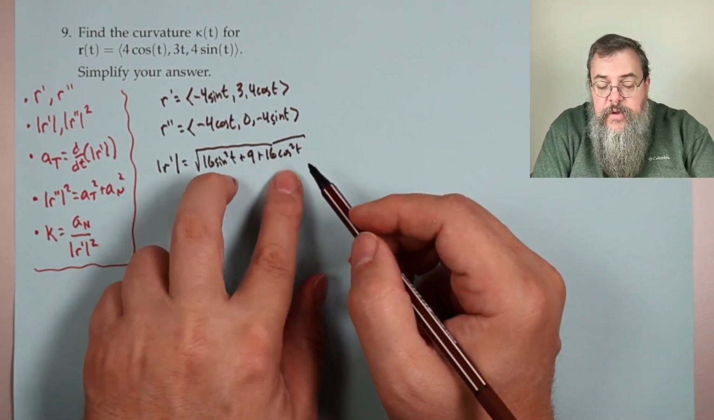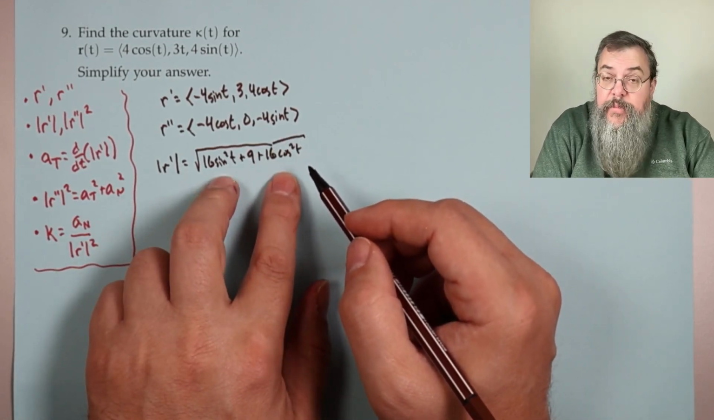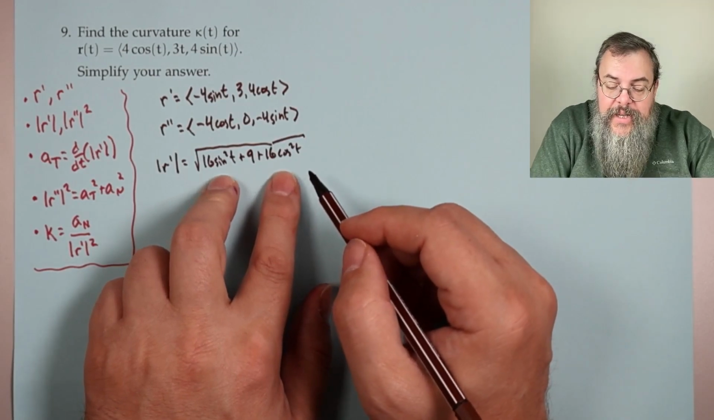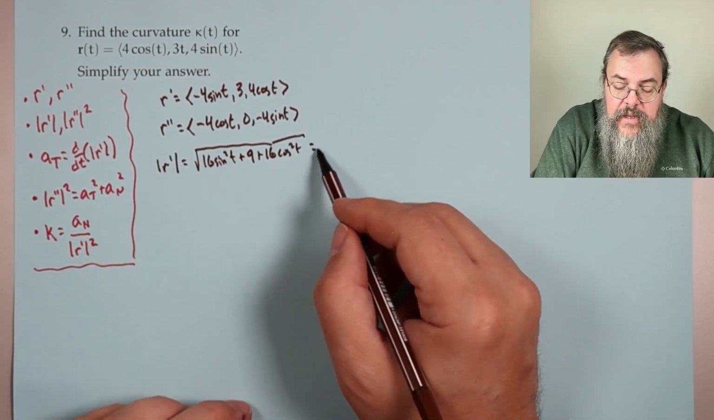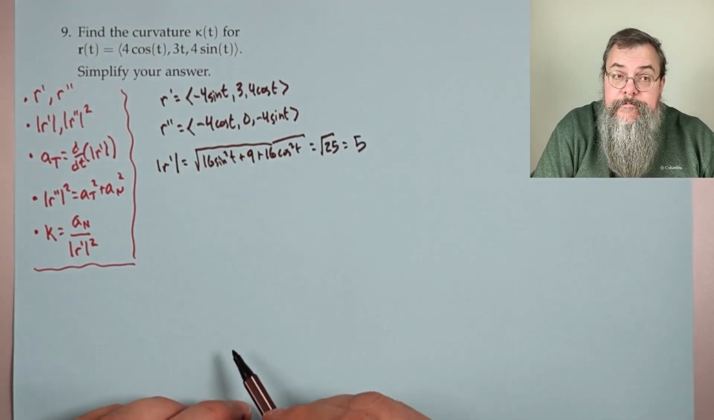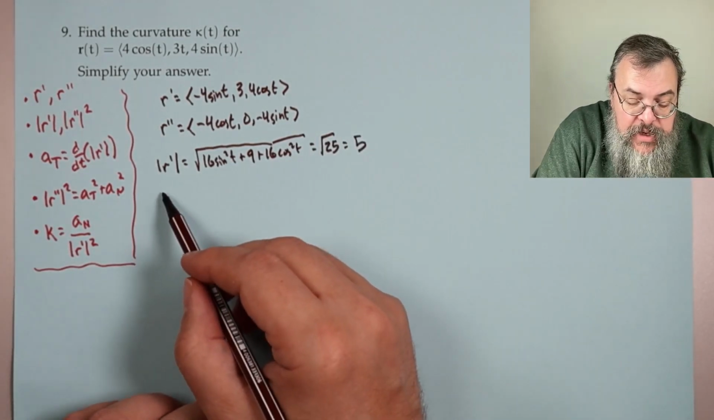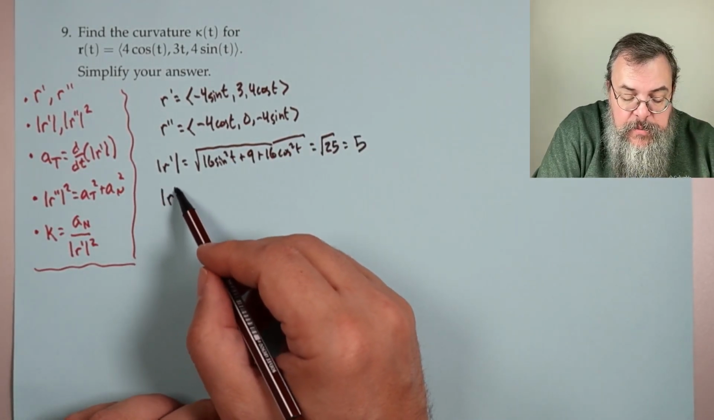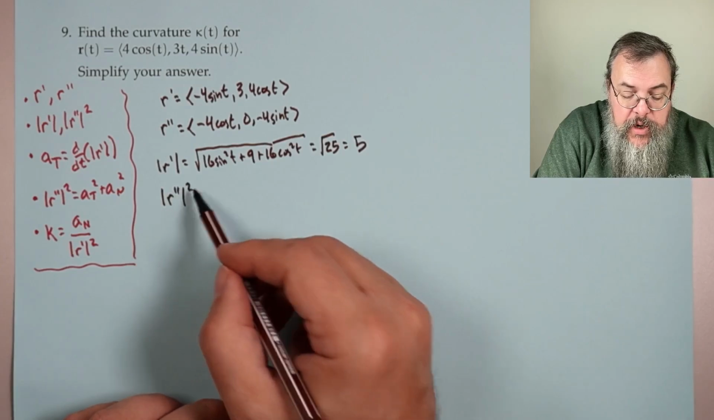Okay, well, sine squared and cosine squared combine. So they'll combine together to give us 16 plus 9. That's the square root of 25. That's 5. All right, how about the magnitude of r double prime squared?